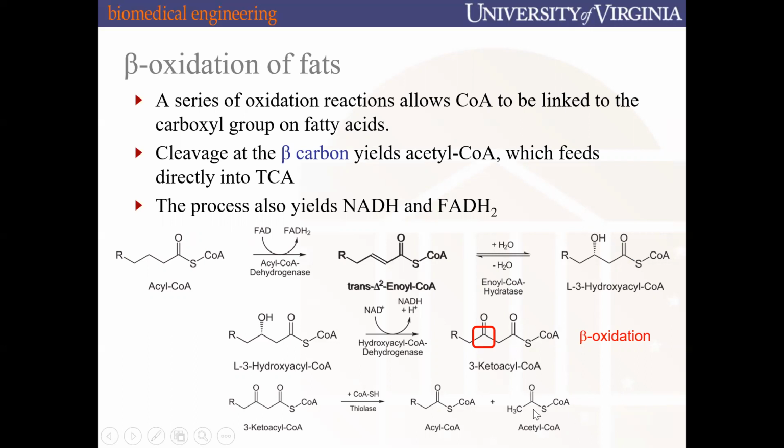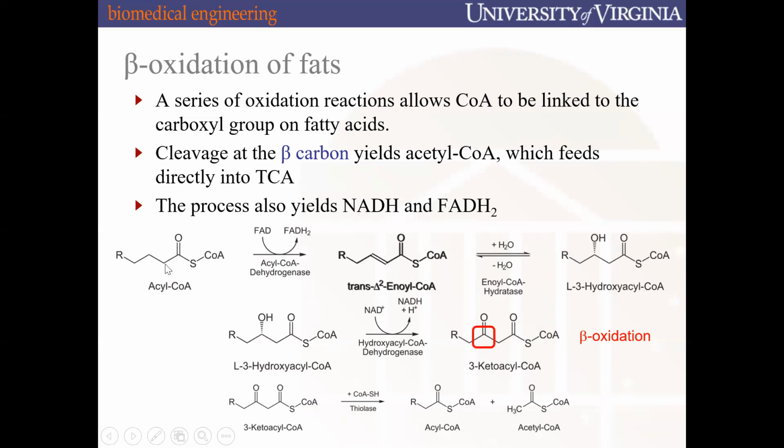coenzyme A. And if you remember, acetyl coenzyme A is one of the molecules that feed into the TCA cycle. So you can see how beta oxidation of fats can feed into the TCA cycle. And I will go over these steps right here.